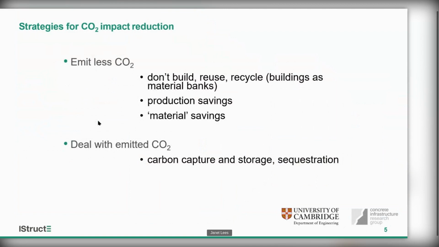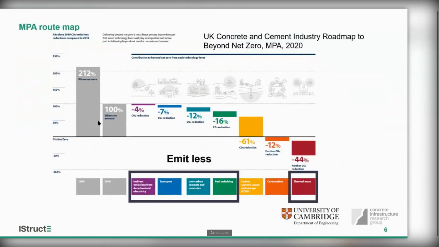So if I look at the broad categories of strategies for CO2 impact reduction of concrete, I categorize them into two broadly. One is emit less CO2. So this comes under the category of, well, don't build if you don't need to, reuse, recycle, production savings, and material savings. And then the second strand is dealing with the emitted CO2 through, in effect, carbon capture and other means.